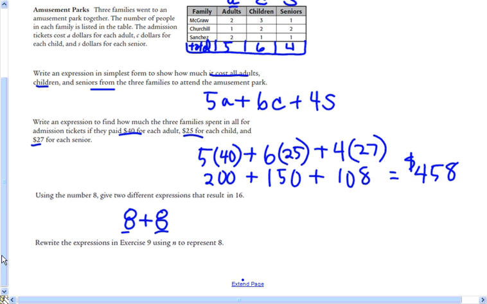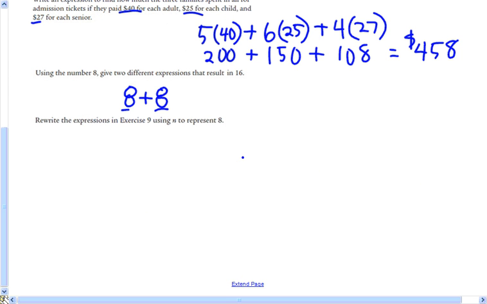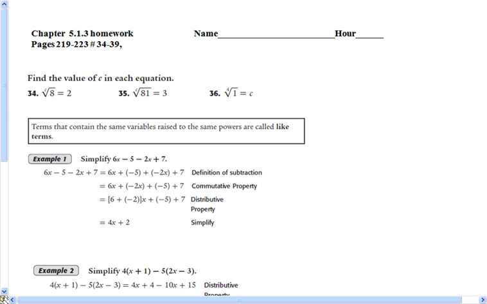And then you can rewrite your second expression too using n. So n plus n. And you're going to think of another expression that means n plus n. And we can do that in class. All right, if you go to the next page, there's one example I want to do there. And then the rest we'll do in class.